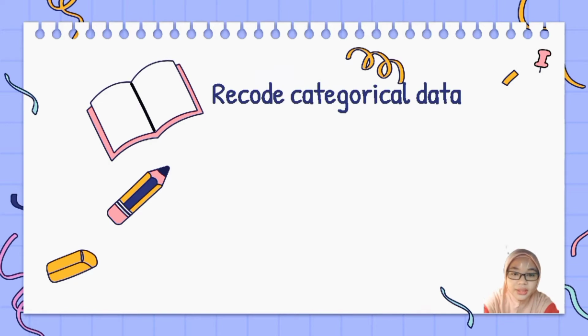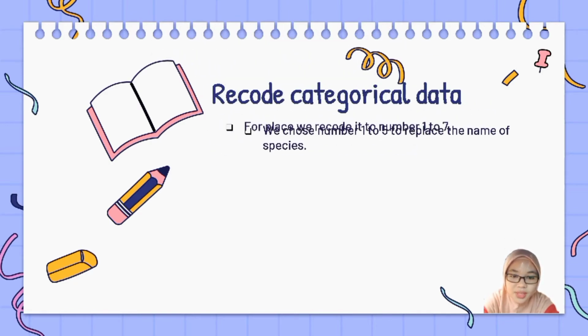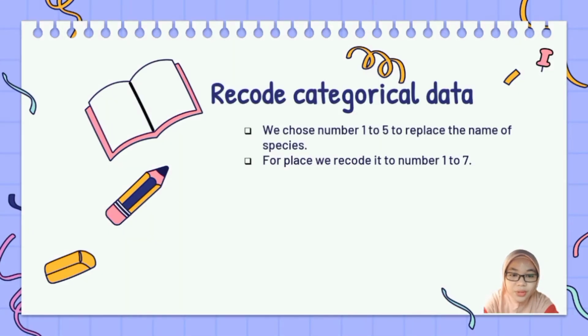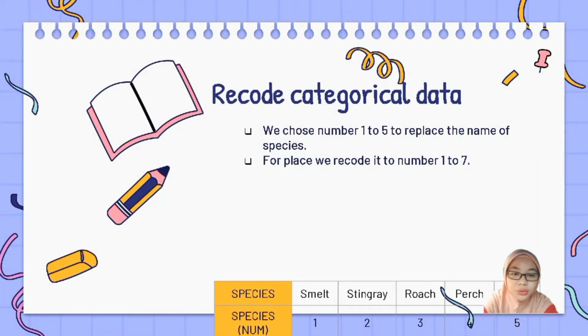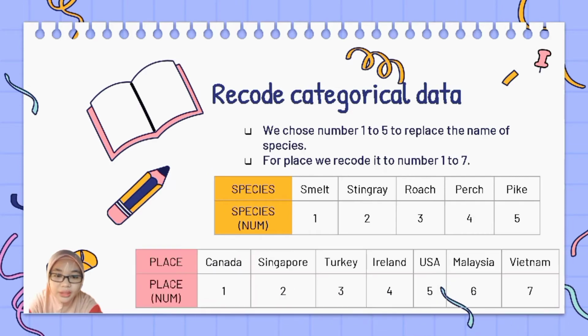Record categorical data. We choose numbers 1 to 5 to replace the names of species, while for the place we record it as numbers 1 to 7. Here are the data that we have already recorded.